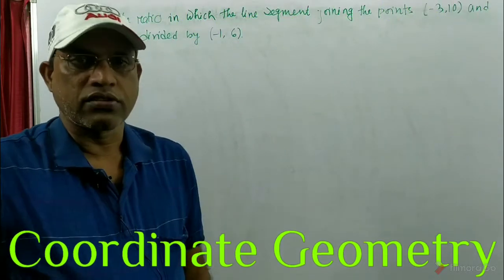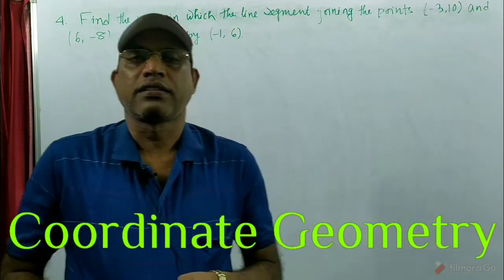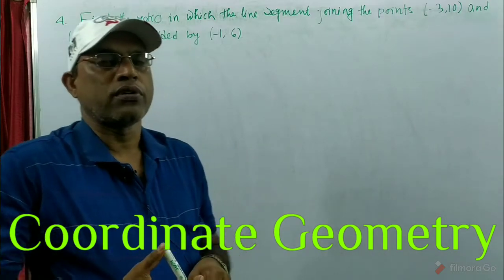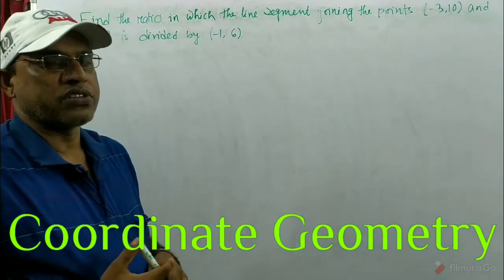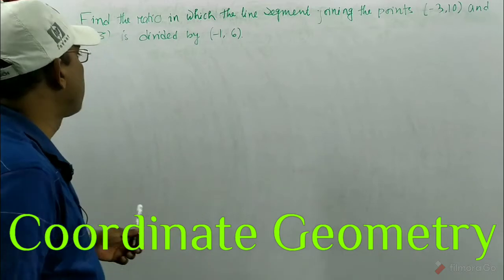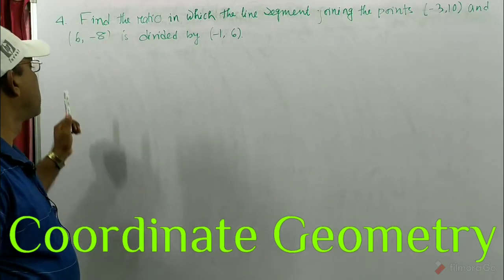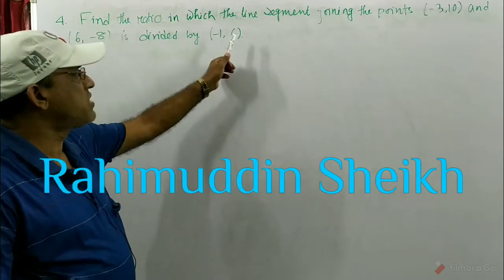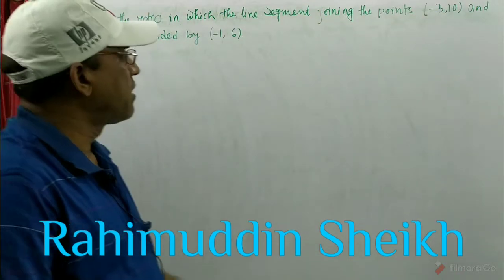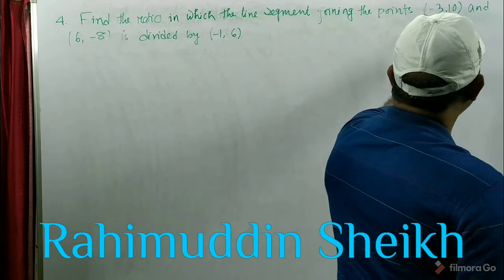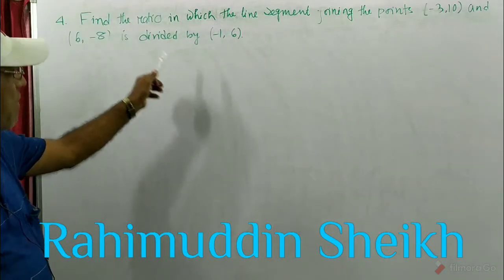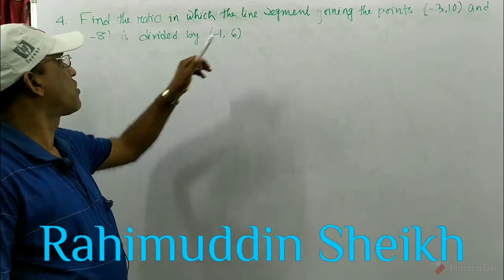Dear students, today we consider exercise 7.2, problem number 4, section formula. By using the section formula we have to solve some problems. Find the ratio in which the line segment joining the points (-3, 10) and (6, -8) is divided by (-1, 6).